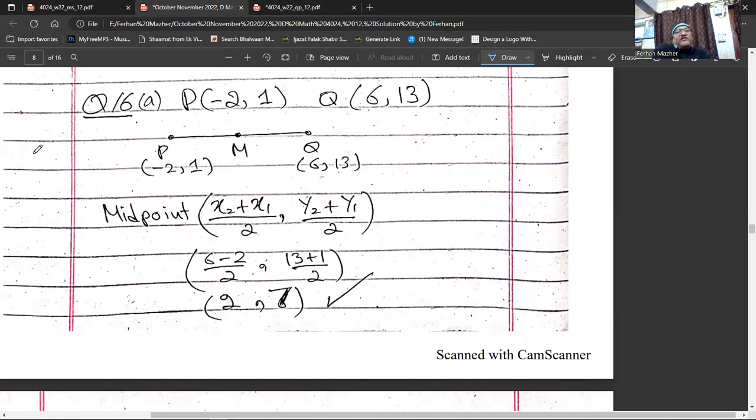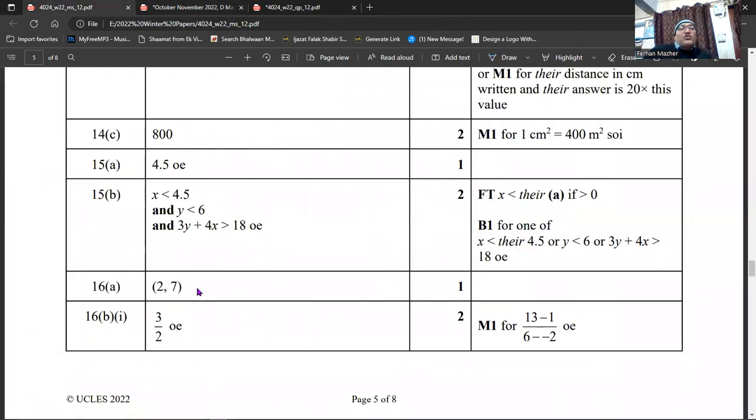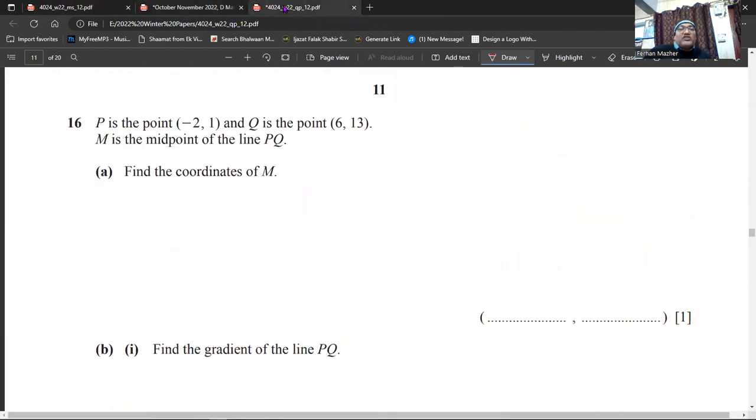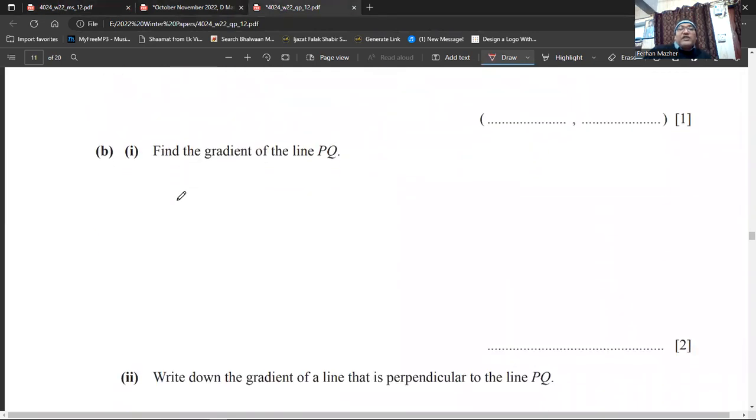So it will be (6 minus 2)/2, and (13 plus 1)/2. So 6 minus 2 is 4, 4 divided by 2 is 2. 13 plus 1 is 14, 14 divided by 2 is 7. So (2, 7) is the midpoint. This is the solution.